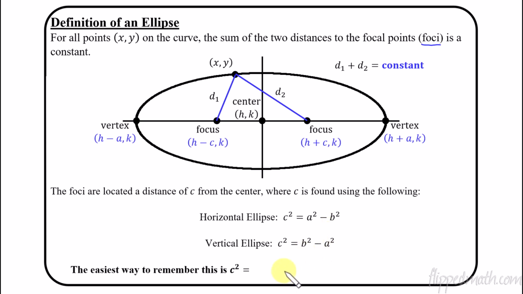This is confusing, so here's what I would say. C squared is just always the big denominator minus the small denominator. That's what C squared is. And then once you take the big denominator minus the small denominator, take the square root, and you've got C, and that value of C is what you use from the center to find the foci. Okay, is that about as clear as mud?